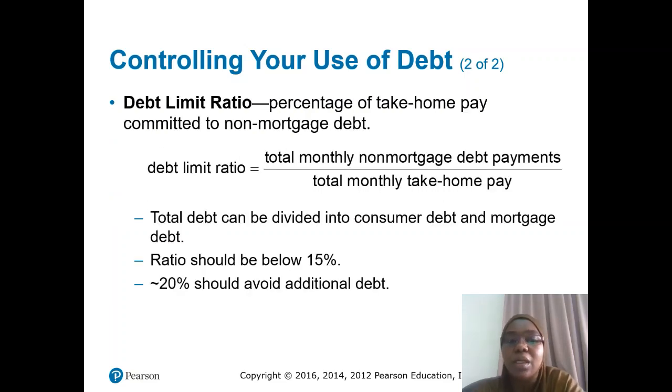And that takes us to the debt limit ratio, which is the percentage of your take-home pay committed to non-mortgage debt. This is calculated by totaling the monthly non-mortgage debt payments and dividing that by the total monthly take-home pay. Total debt can be divided into consumer debt and mortgage debt.